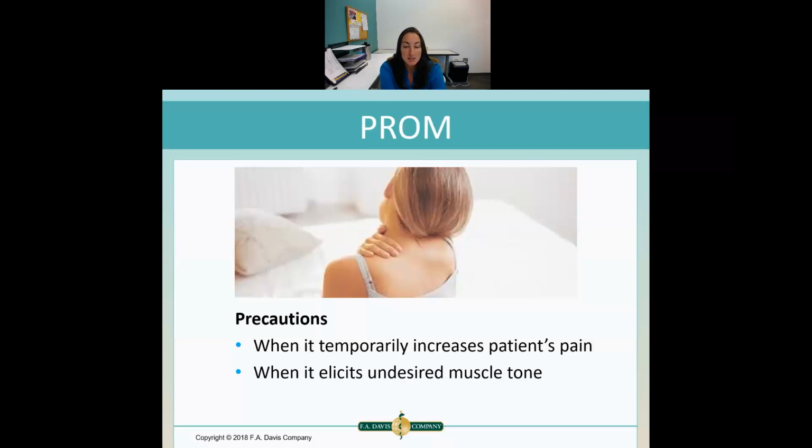And if it elicits an undesired muscle tone, like for example, they start to tighten up every time you start to move it, have some type of reflexive action when their limb is moved, then you would not do passive range of motion. And in situations like this, you could possibly try passive range of motion, just do really small movements, really slow, get them used to it and see how their body reacts. And if immediately they start to tighten up or say they're in more pain, then you can stop and try a different treatment technique.